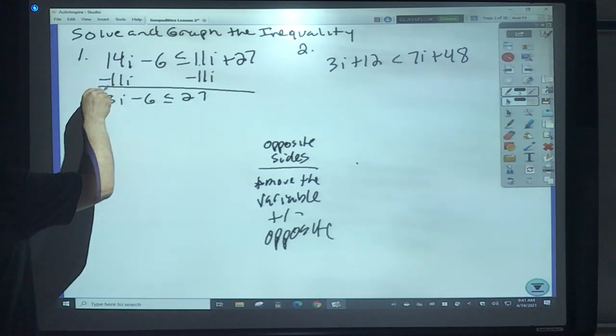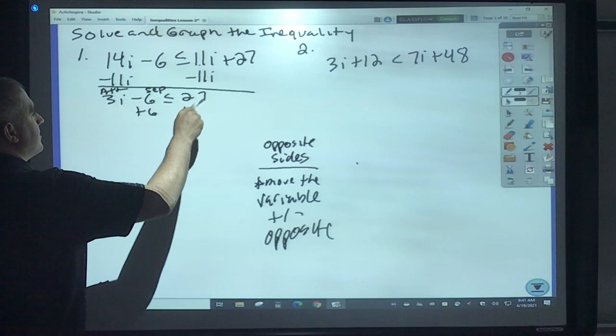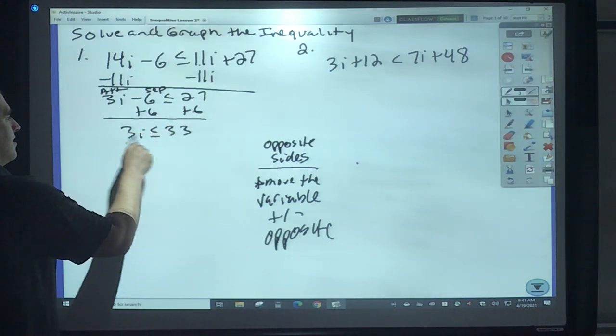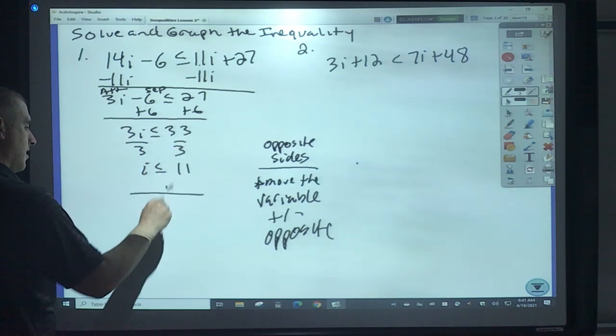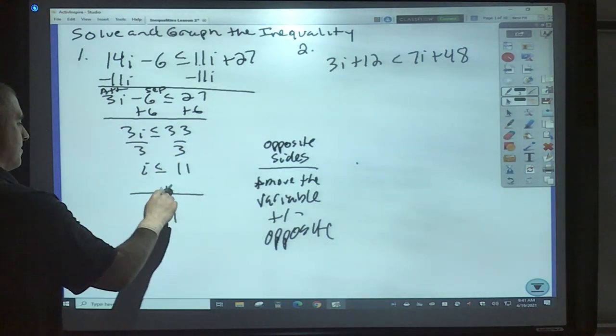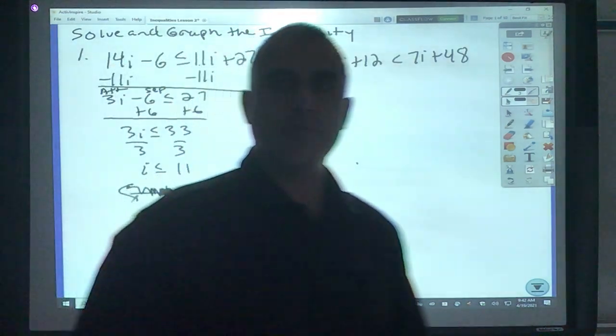All right, so we got attached and separated. Just like in the previous lesson, I would add 6. 3i is less than or equal to 33. Divide by 3. I is less than or equal to 11. Okay? I would have a closed circle. And since it's eating the number, I'm going to shade to the left. Remember, if it eats the letter, the variable, you shade right.